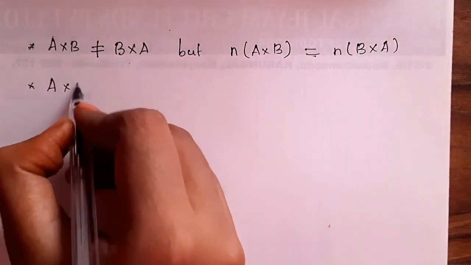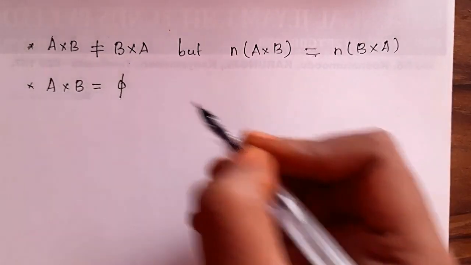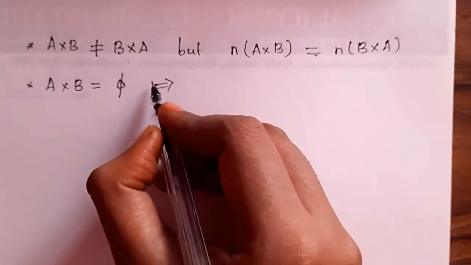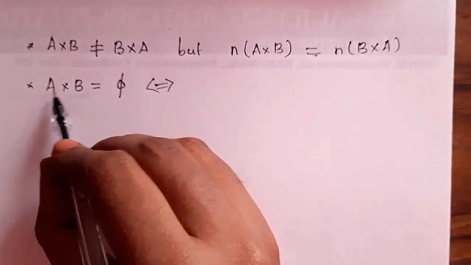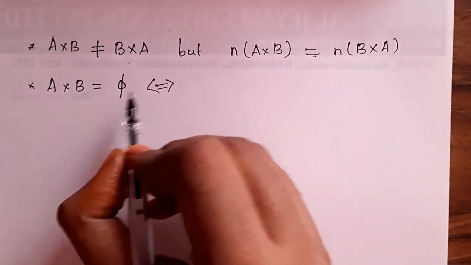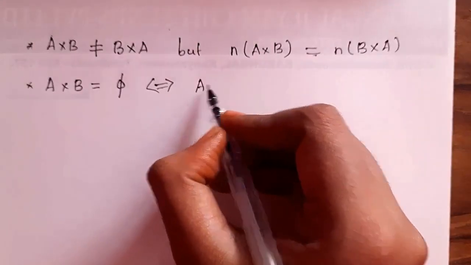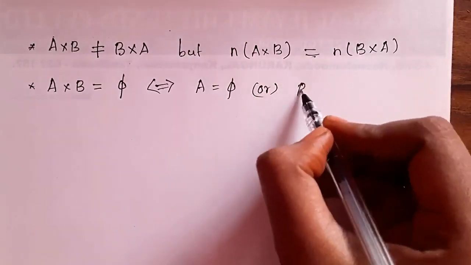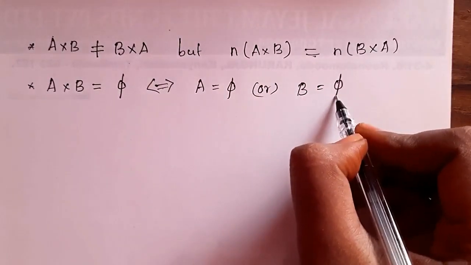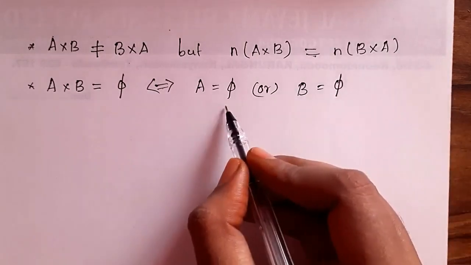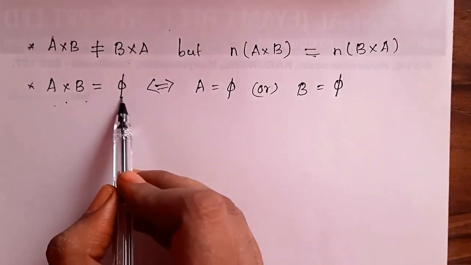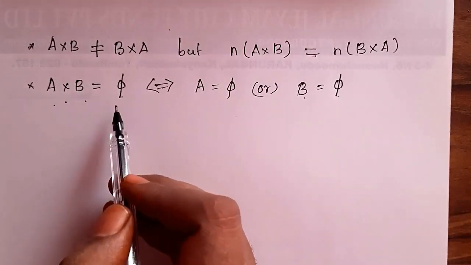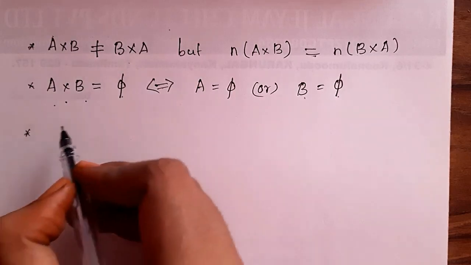Next note. Sometimes this A cross B may be the null set, the empty set. There is only one possibility for this Cartesian product to be empty: sometimes the set A may be an empty set, otherwise B is an empty set. Suppose A is empty, then A cross B is empty. Otherwise, if B is an empty set, then A cross B is also an empty set.